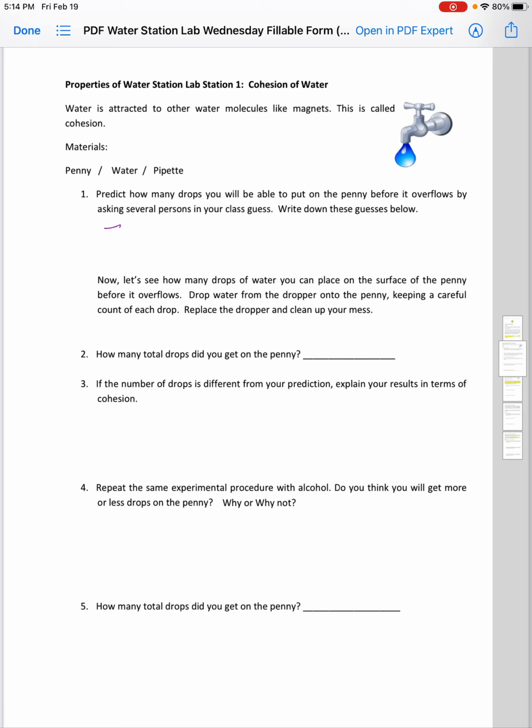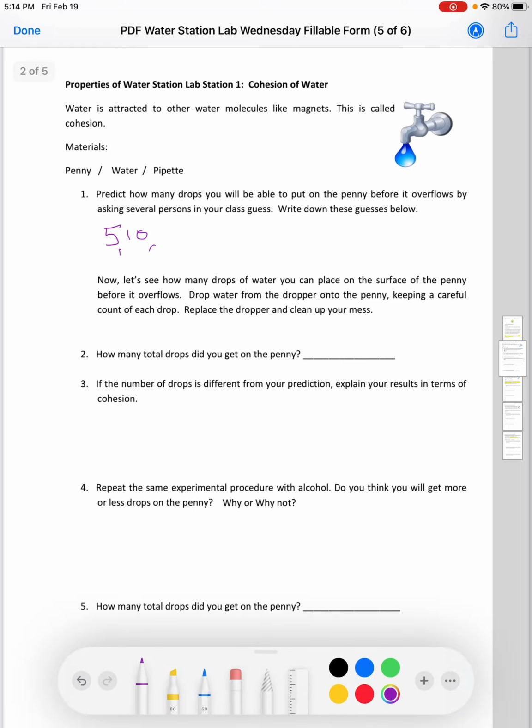Someone said 5, someone said 10, someone said 2, someone said 7. 2 people said 3. Oops, that should be a 3. One person said 1. One person who's probably done the experiment before said 20. And someone else just said 4 or 5. And so, it looks like an average of about 7 or so.